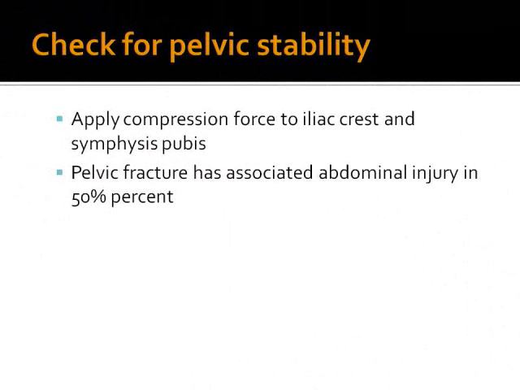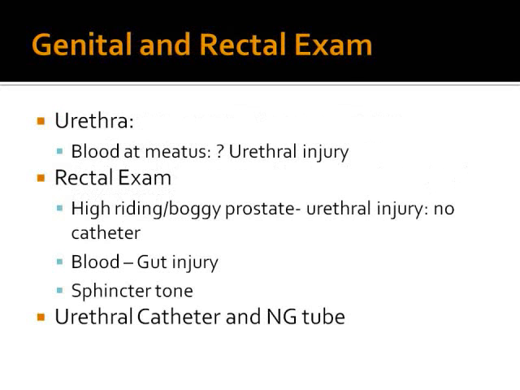We should not forget to check for pelvic stability by applying compressive forces on the iliac crest and on the pubic symphysis. We don't expect any movement, so if these points move, then it suggests that the pelvis is unstable. About 50% of abdominal injuries are associated with a pelvic fracture. That is quite a big percentage. Then we must also evaluate for genital and rectal injuries.